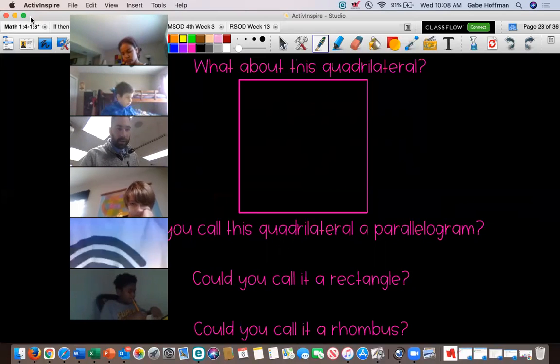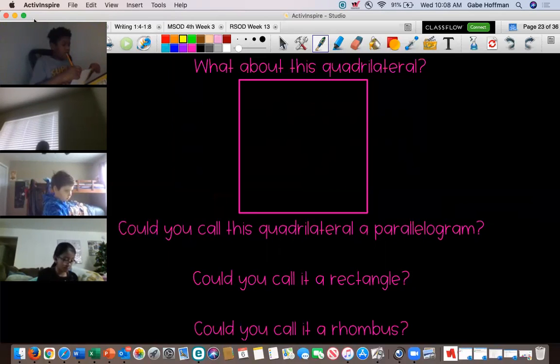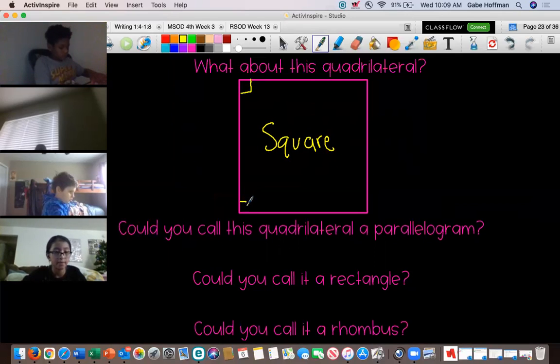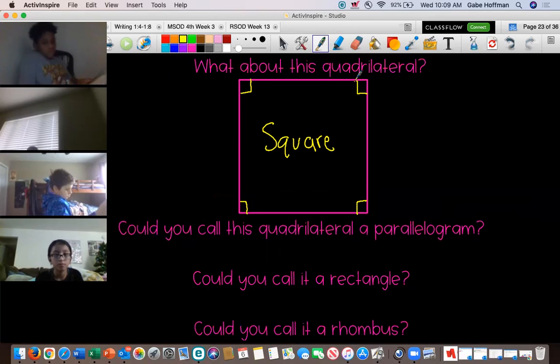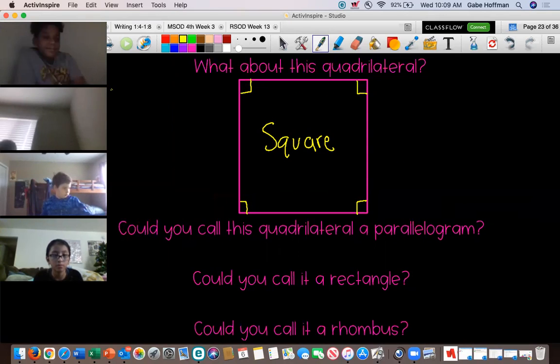All right. Cynthia, you said square. Why did you say that was a square, Cynthia? Because it has 4 right angles. It has 4 right angles. There's one other piece that makes it a square. What is it? A rectangle has four right angles, but we said the last rectangle wasn't a square for a specific reason. So a square has 4 right angles and what else?